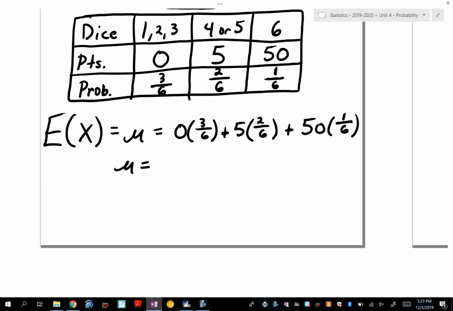If I do some quick mental math, I see that this one is 0, right? That one goes away. This one is 10/6, and this one is 50/6. If you add those together, you get 60/6, which is 10 points.